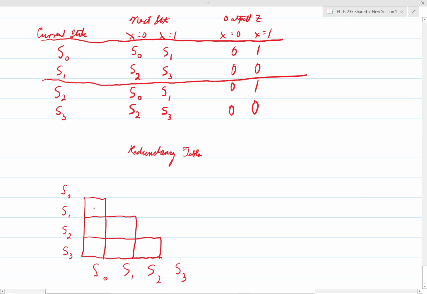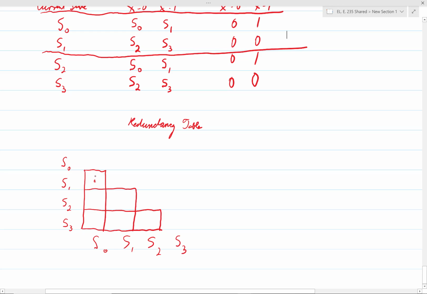So for instance, this box represents the question, could state 1, which is the one to the left, be equal to state 0, which is the one below? Could S1 be equal to S0? And the answer to that is no, because if we look up here at S0 and S1, we see from these first two lines that if you're in S0 and the input is 1, you'll output a 1. But if you're in S1 and the input is 1, the output will be 0. So S0 and S1 do not react in the same way to an input of x equals 1, and therefore those two states cannot possibly be the same, and so we'll put an x there. Those two states cannot be the same.